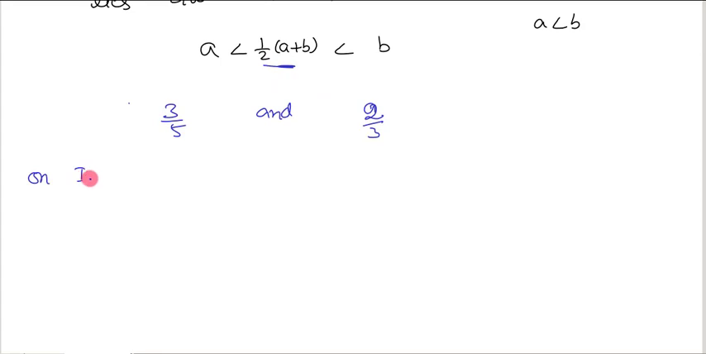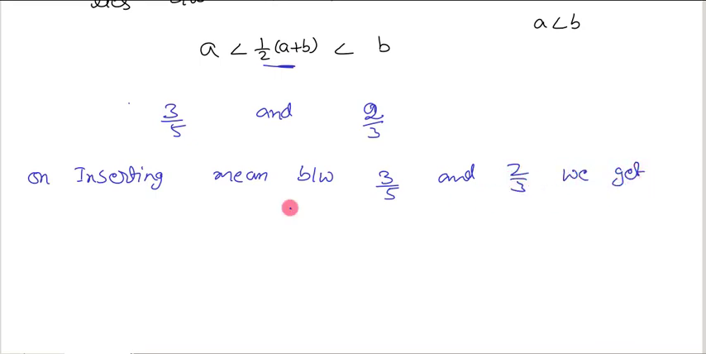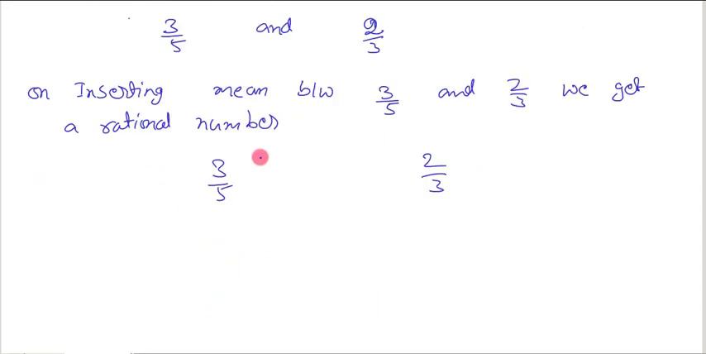On inserting a mean between 3 by 5 and 2 by 3, we get a rational number. So, let me insert that number. Between 3 by 5 and 2 by 3, what number will it be? The average of these. Average means what? Half of 3 by 5 plus 2 by 3.